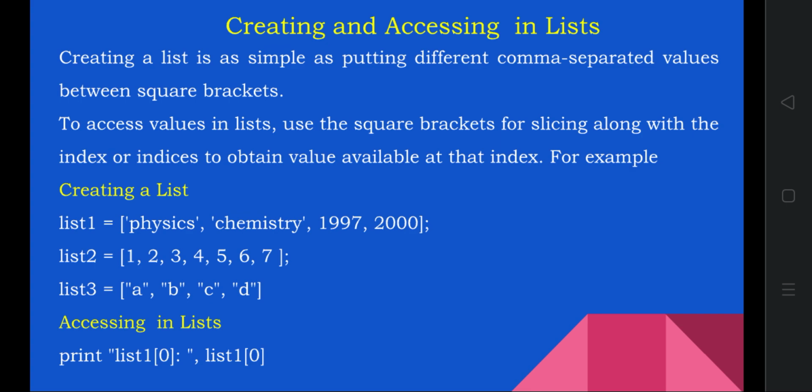Now in this example, list 1 is the list containing the values physics, chemistry, 1997 and 2000. So list 1 of 0 means the first element, which is physics. The answer will be physics.